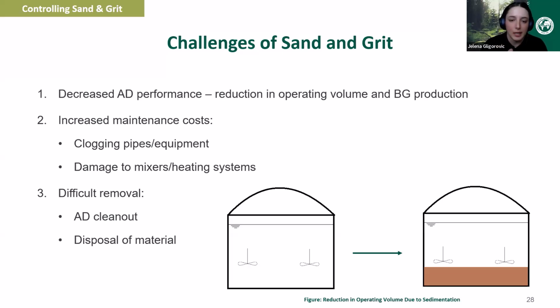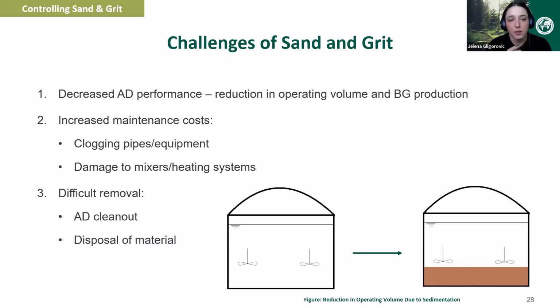I have a little drawing at the bottom there to show basically the reduction in liquid volume in your tank if the bottom portion of your tank is all filled with sand and grit. And then this reduces the amount of retention time that you have, or the amount of time that the substrate spends in your digester, and therefore you get less biogas production out of it.